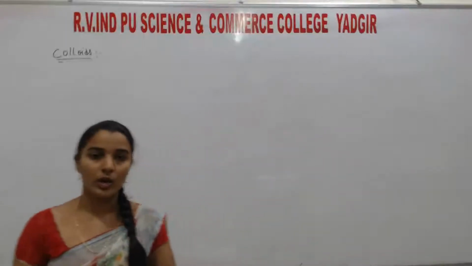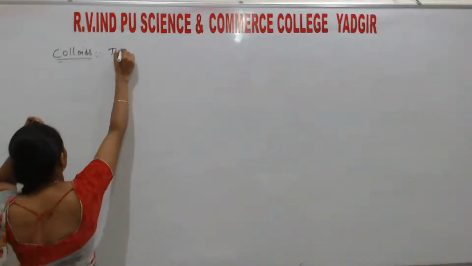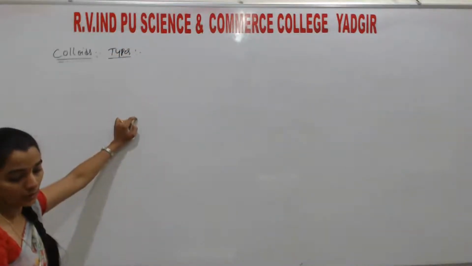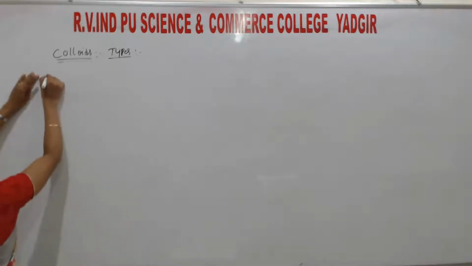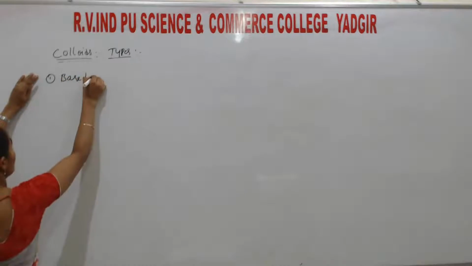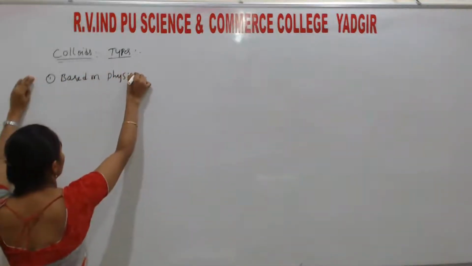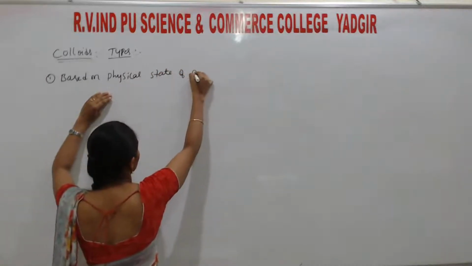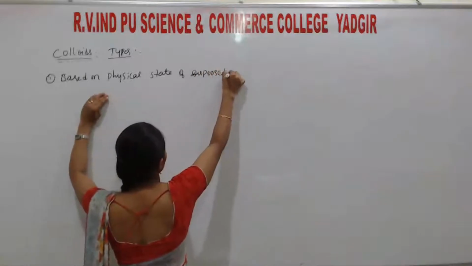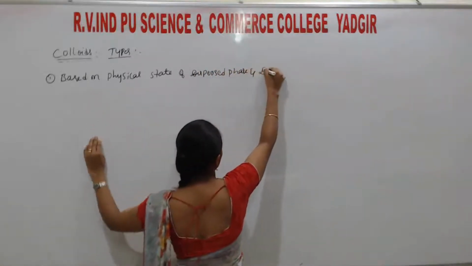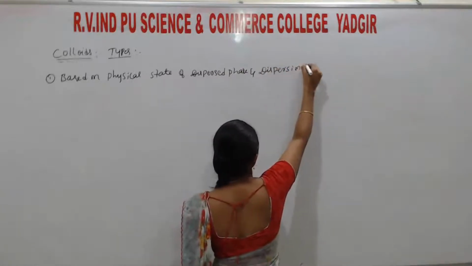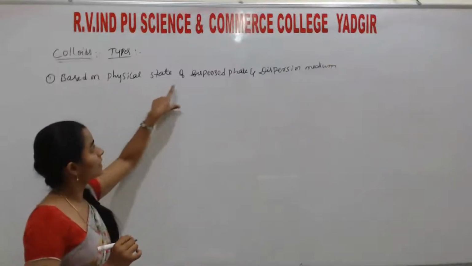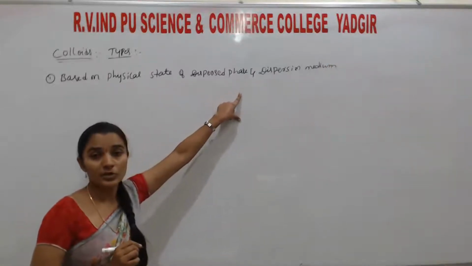Types of colloids. So remember, students, here in the types of colloids, three types are there. First one is based on the physical state of dispersed phase and dispersion medium.